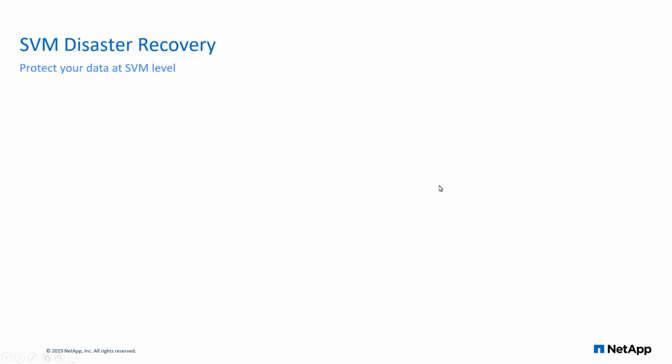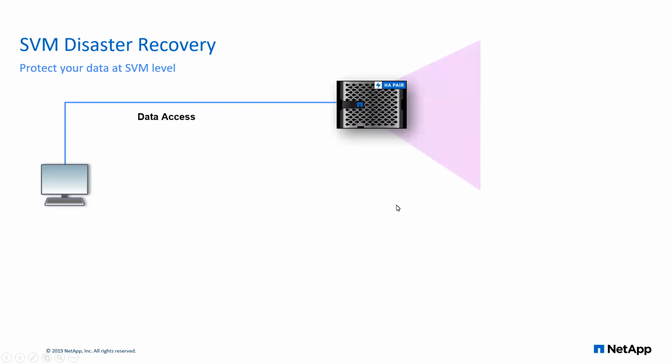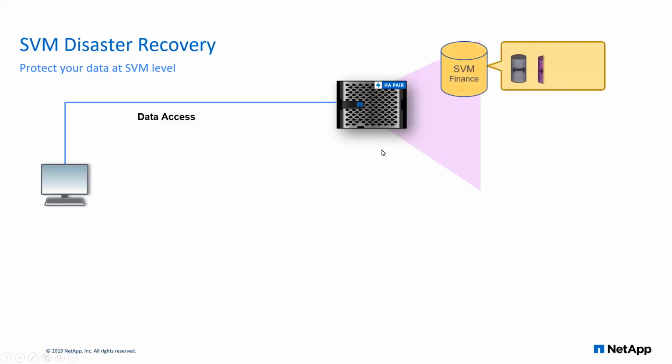Now I've got a quick little animation showing the way that SVMDR works. It's fairly straightforward, but I think it's instructive. I like pictures. So say that you have a client accessing data, and we're just going to use NetApp hardware as the example here. Cloud Volumes ONTAP would be the same story, just a different logo. Anyway, so you have a client accessing data through an ONTAP cluster. In this case, it's an HA pair. Doesn't really matter. There's two SVMs here.